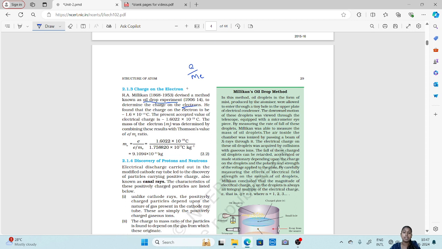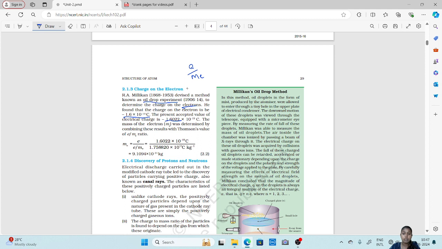He found the charge on the electron to be minus 1.6 into 10 raised to minus 19 coulombs. So by this experiment, he found the charge on the electron, that is minus 1.6. This was what he found. The present accepted value of electrical charge, which we use now, is minus 1.6022 multiplied by 10 raised to minus 19 coulombs.